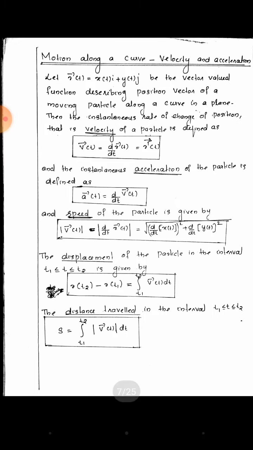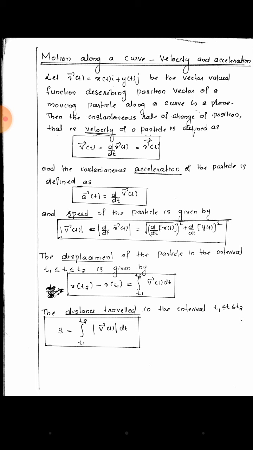Next is motion along a curve, velocity and acceleration. The velocity of a particle v of t is equal to d by dt of the position vector r of t, that is, v of t is equal to d by dt of r of t or r dash of t. The acceleration is the derivative of the velocity vector or second derivative of the position vector, that is, vector a of t is equal to d by dt of v of t.